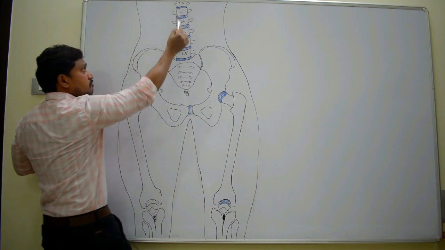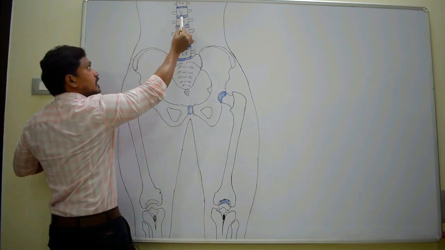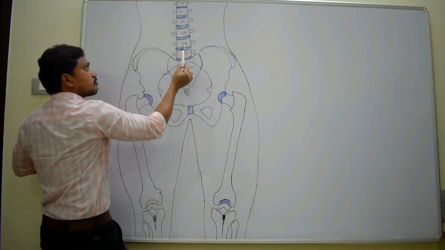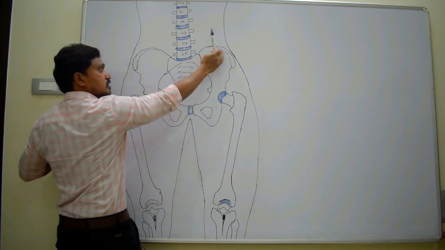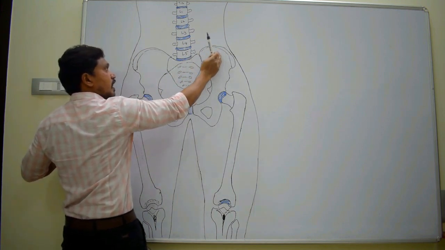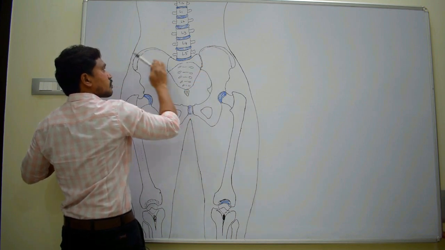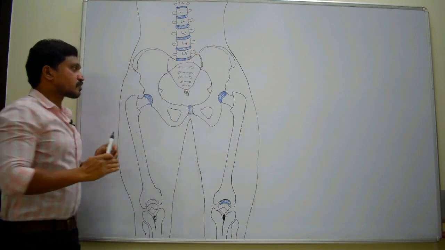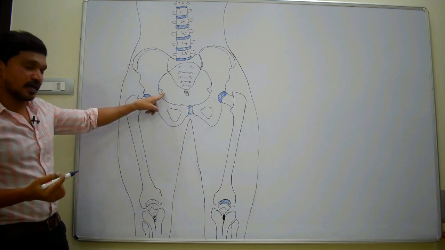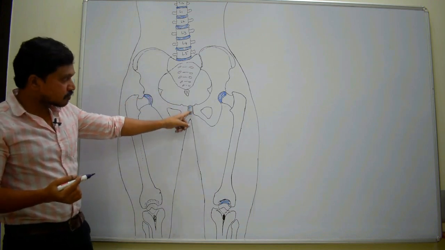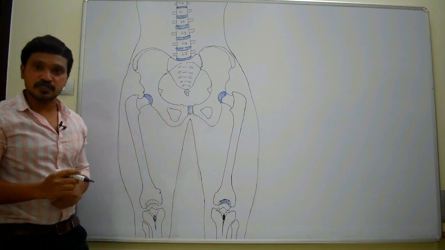See here I have drawn a few vertebrae: T12, L1, L2, L3, L4, L5, and this is the sacrum and this is the coccyx. See, this is the ilium and here one fossa is there. This fossa we call the iliac fossa. And here this projection is there, that is what we call the ischial spine. And in the central part, this is the symphysis pubis.